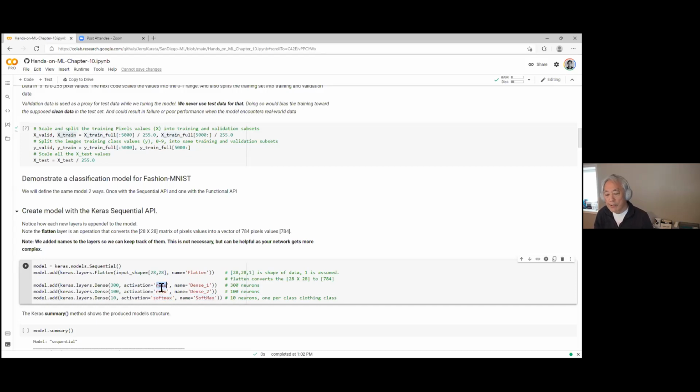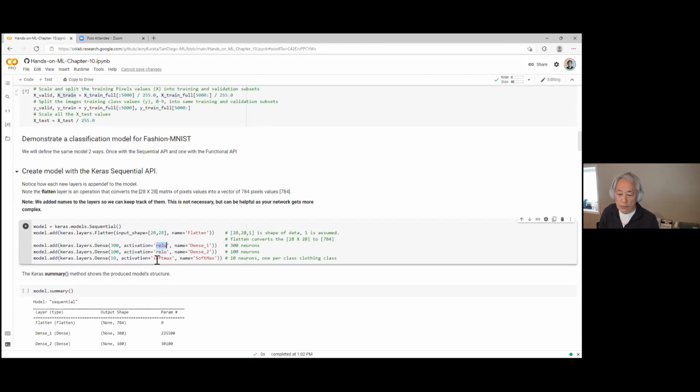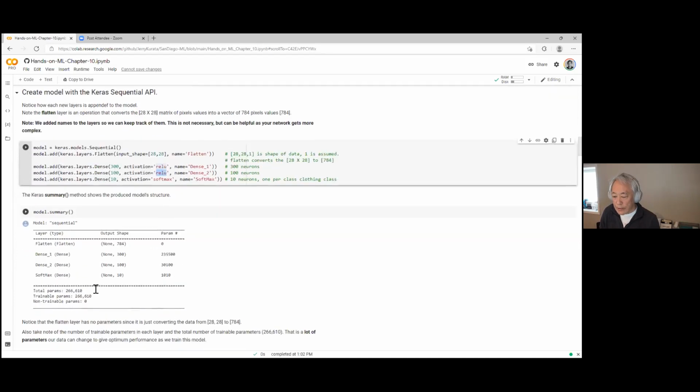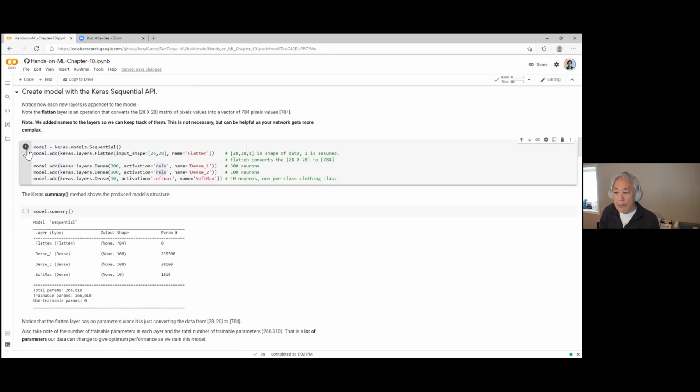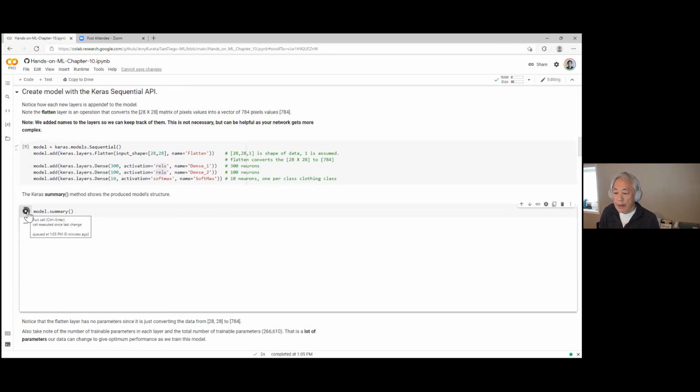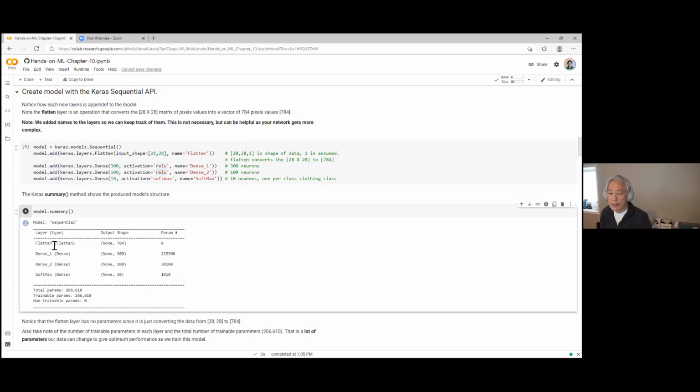Oh, I should have mentioned these. ReLU is the one we talked about before. Anything below 0 gets left at 0. Anything above 0 gets left as whatever it is. So it's just a function to break linearity. Same here. So let's go ahead and build our model. Model's built.